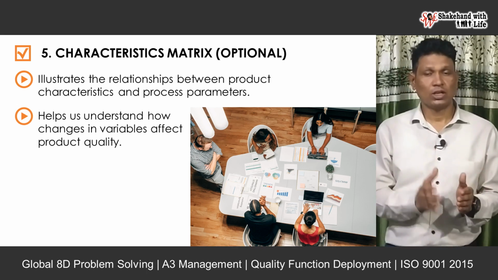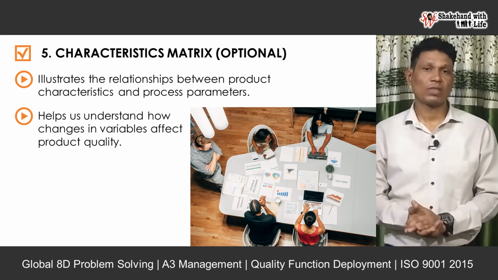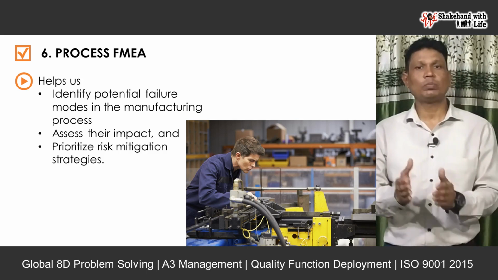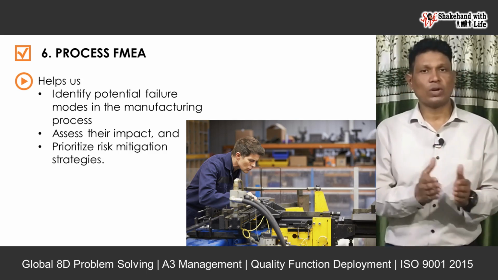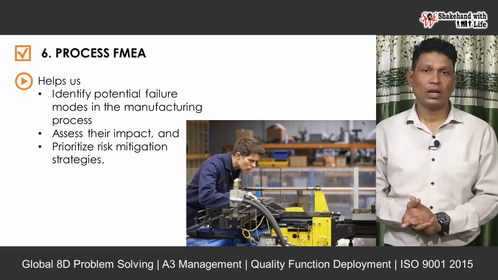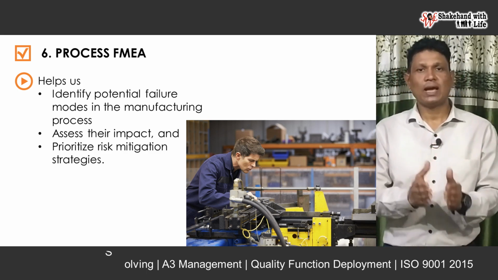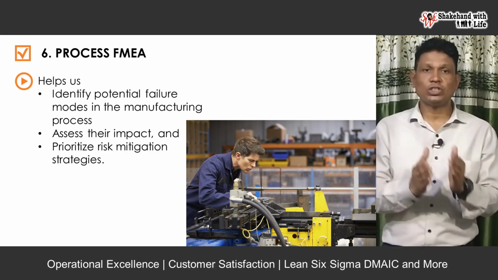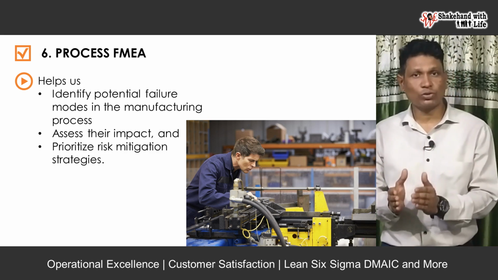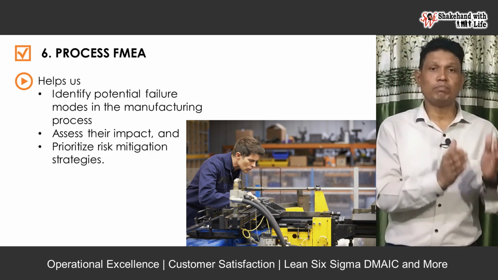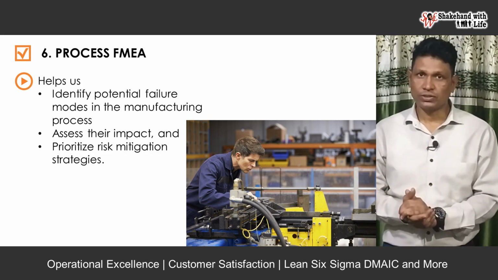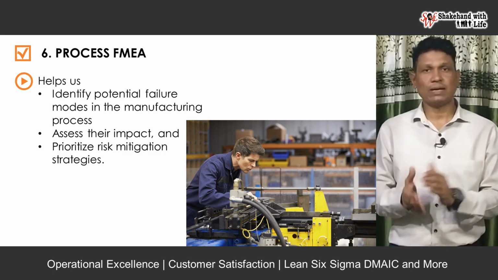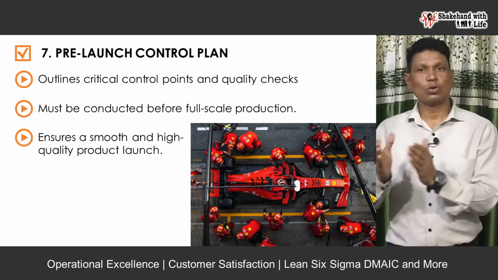Step number 6, process FMEA. Step 6 is all about process failure mode and effect analysis, which is also known as process FMEA. This proactive approach helps us identify potential failure modes in the manufacturing process, assess their impact, and prioritize risk mitigation strategies.